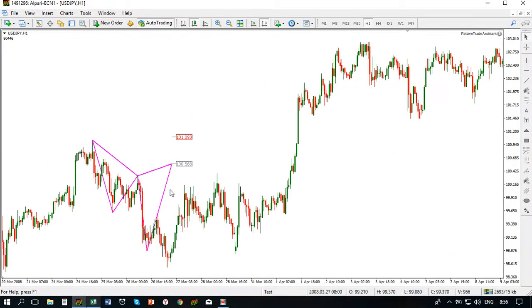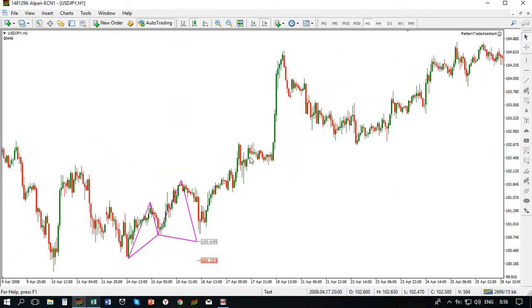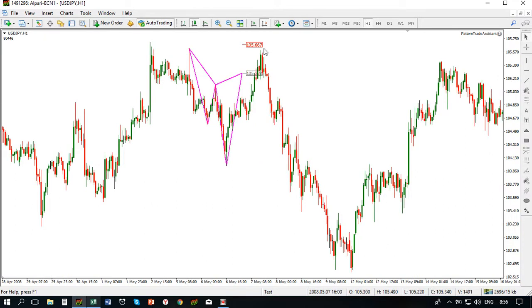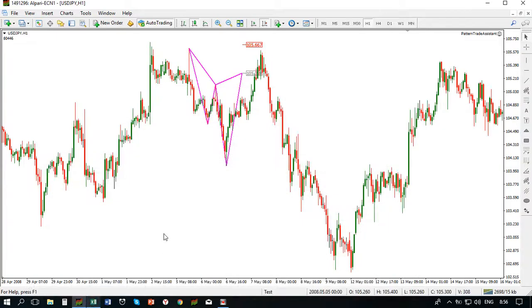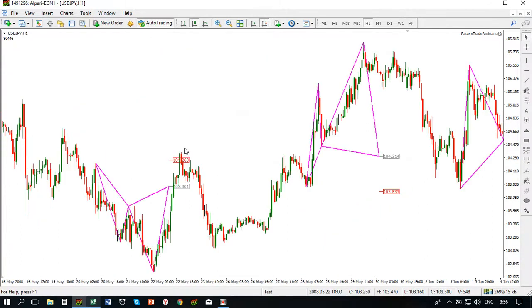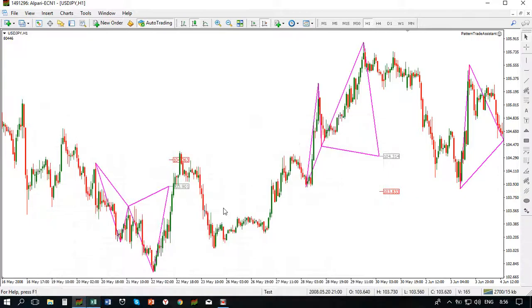Next, what is this one? X to A to B to C to D. Nothing valid. Okay, obvious winner, like a waterfall. Slightly exceeded the entry but never hit the stop loss and fell like a waterfall. A stop loss. Minus. Going next.